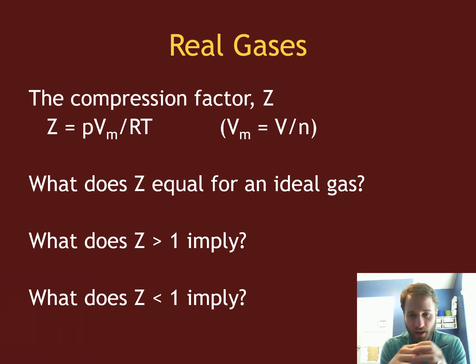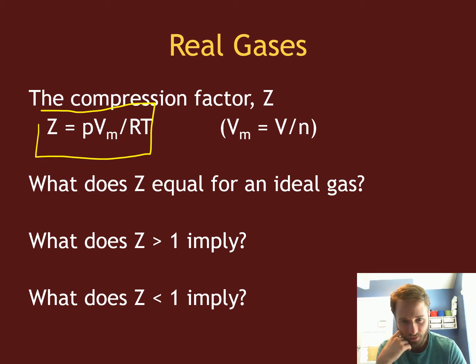One way we measure this deviation is through what is called the compression factor Z of a gas. The compression factor Z is given by this equation here. It uses the molar volume, which is just the volume divided by the number of moles. That's all the molar volume is. So given this relationship, what would Z equal for an ideal gas?